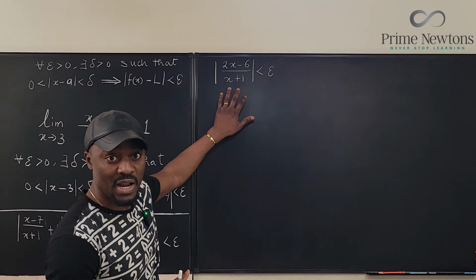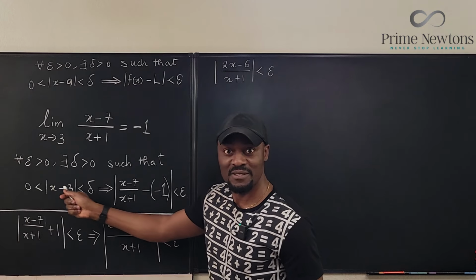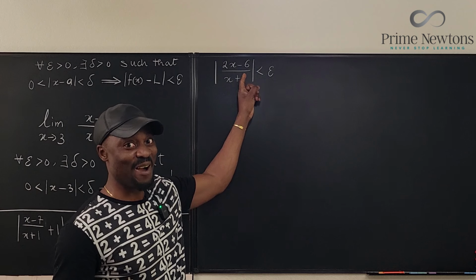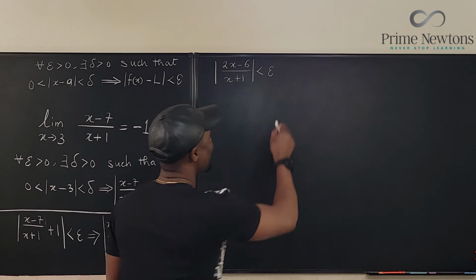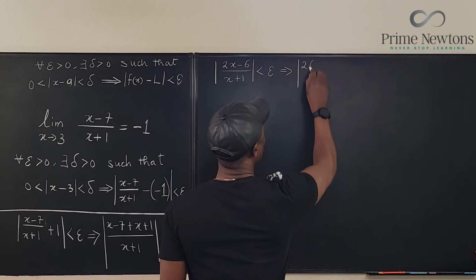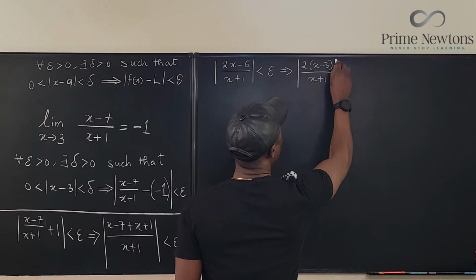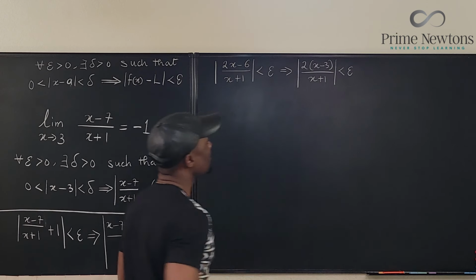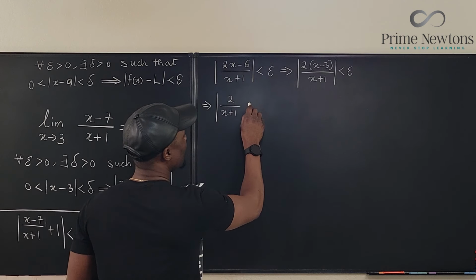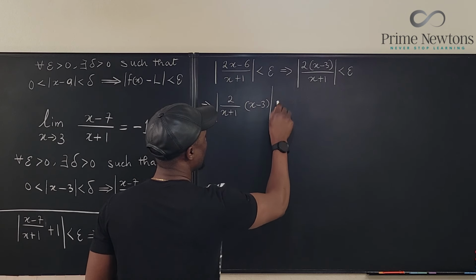Okay, and what does this imply? This basically implies, remember also, I told you to focus on this. Can we get x minus 3 anywhere here? Yeah, it looks like it on top in the numerator. So what I'm going to do is, I'm going to say this implies the absolute value of 2 times x minus 3 over x plus 1 is less than epsilon. The product of 2 over x plus 1 and x minus 3 is less than epsilon.